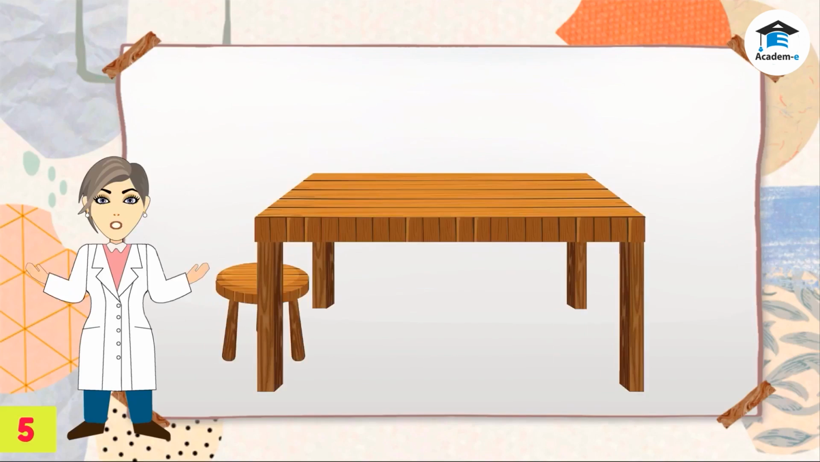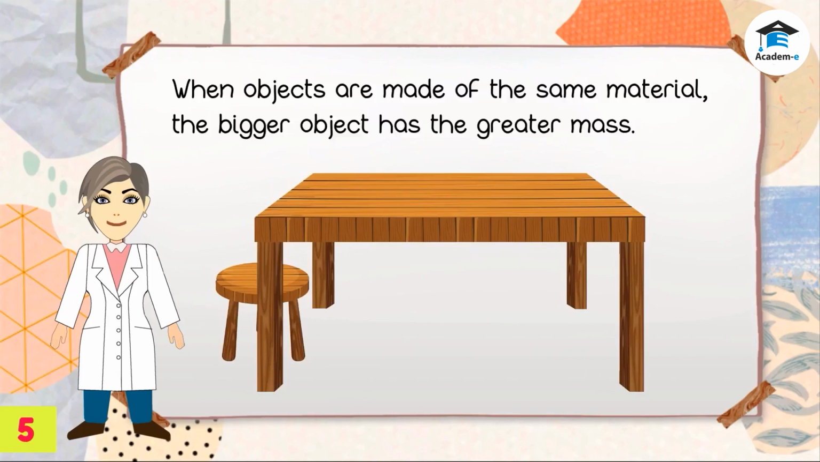Which has a greater mass, the chair or the table? When objects are made of the same material, the bigger object has the greater mass. Since the table is bigger than the chair, its mass is greater.